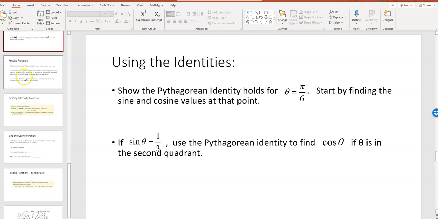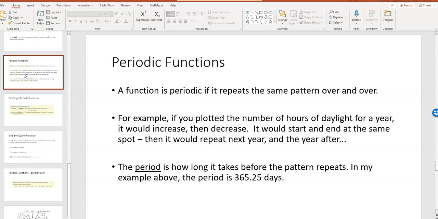All right, the last bit of this deals with something we call periodic functions. Periodic functions have the same pattern that repeats over and over and over. So my example was if you plotted the number of hours of daylight for a year, it's going to increase and then it's going to decrease. So in June, you hit the time where it's the longest amount of daylight for a year, and then it decreases until it gets to December 21st, 22nd, the shortest amount, and then it begins to increase again.